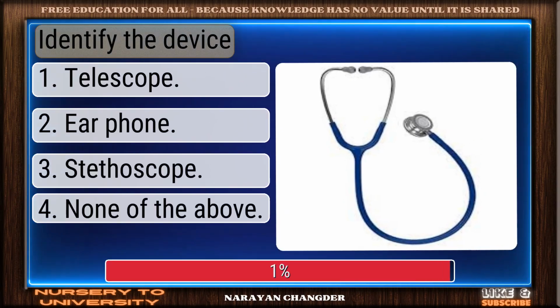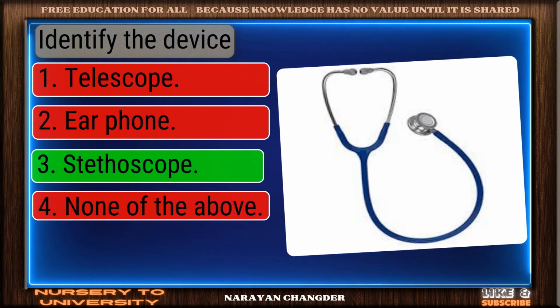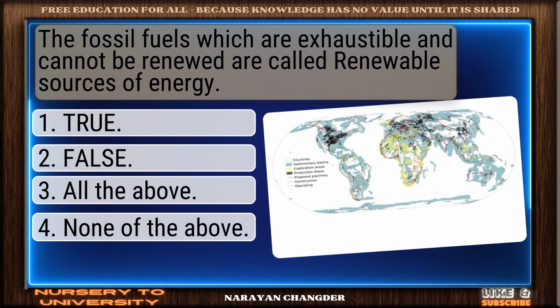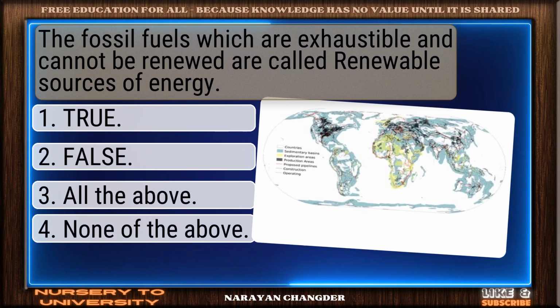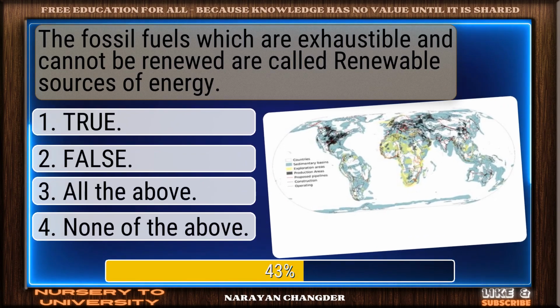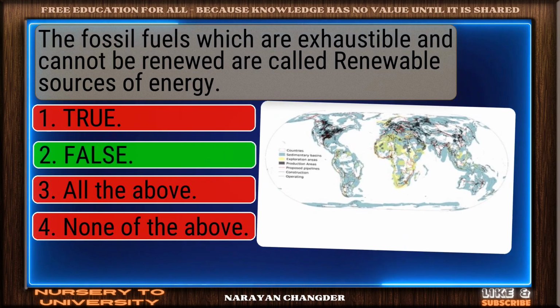Identify the device. You're right. Stethoscope is the correct answer. The fossil fuels which are exhaustible and cannot be renewed are called renewable sources of energy. Solid response. False is a valid choice.